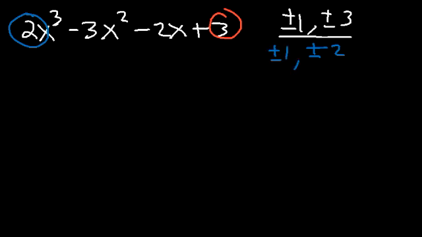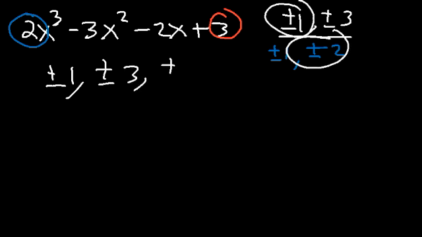So 1 divided by 1 is 1, so we have possible factors of 1. 3 divided by 1 is 3. So 3 could be a factor. And 1 divided by 2 is a half. So 1/2 is a potential factor, or 3/2 is another potential factor.